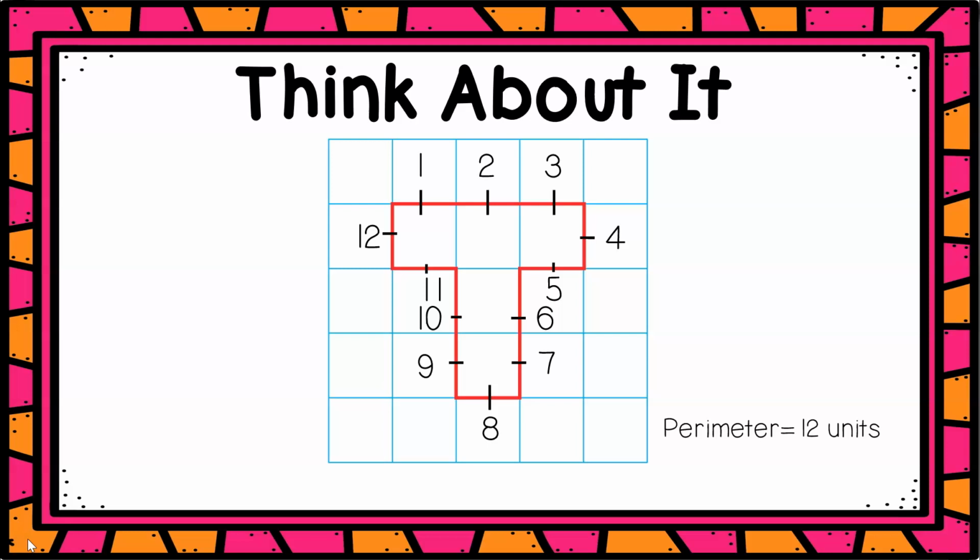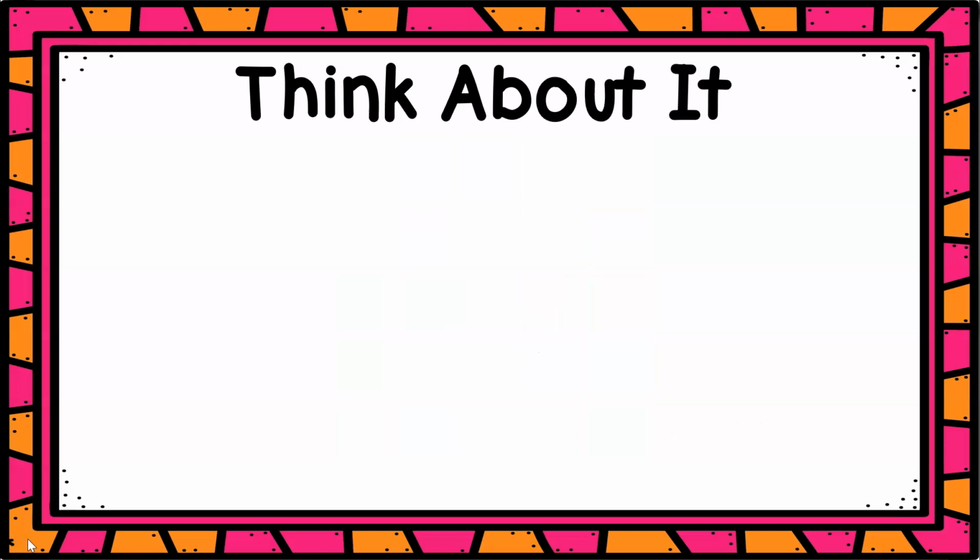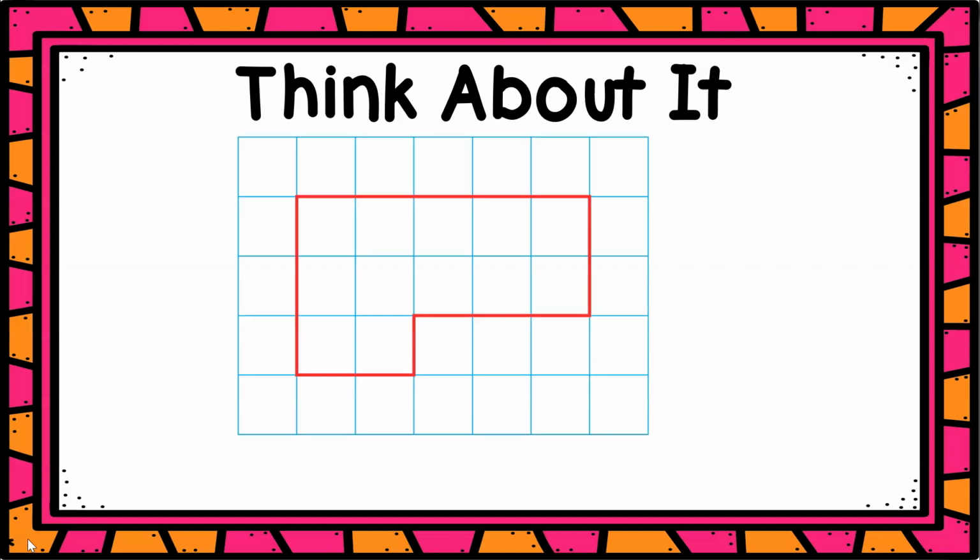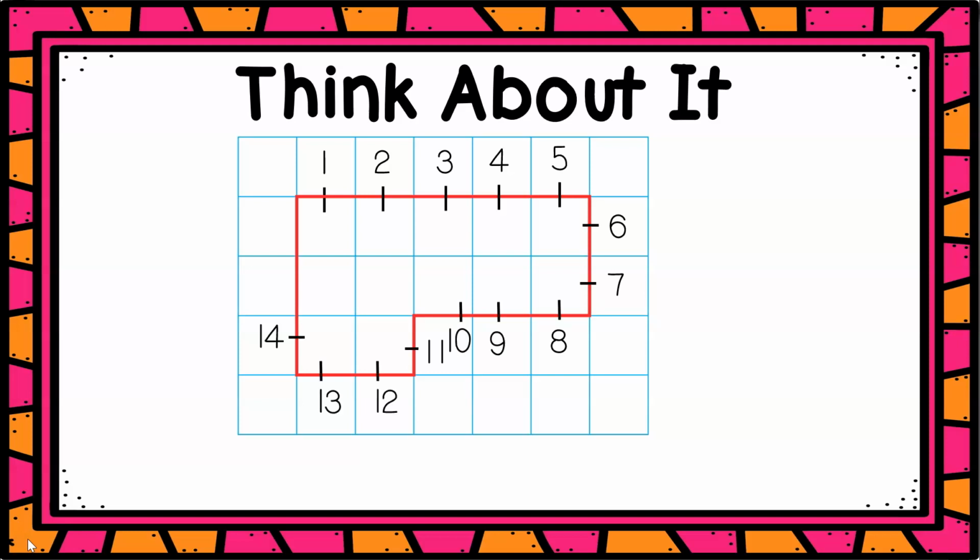We were still able to find the perimeter of this object even though it wasn't a perfect rectangle. We just had to find the place we wanted to start and then count the distance of each unit around the object until we got back to where we started. Let's try one last example. This one is another irregular shape, but you can do it. Remember, pick your starting point and count the units until you get back to there. 1, 2, 3, 4, 5, 6, 7, 8, 9, 10, 11, 12, 13, 14, 15, 16. The perimeter is 16 units.